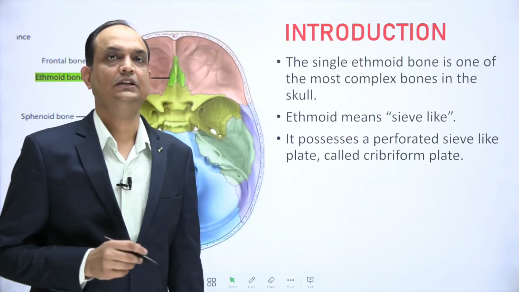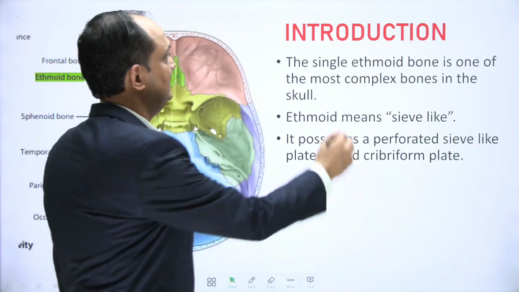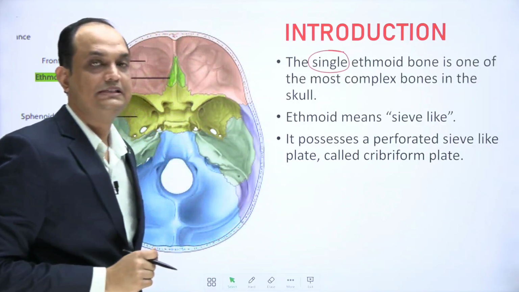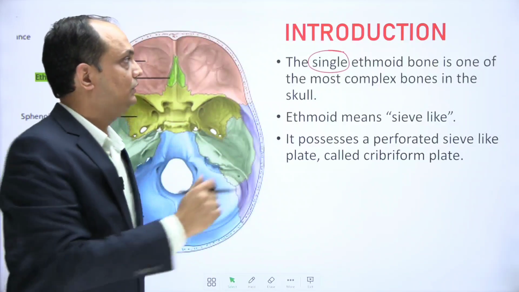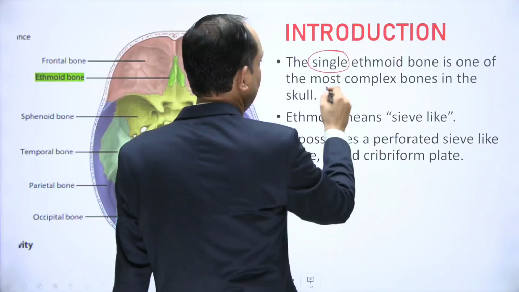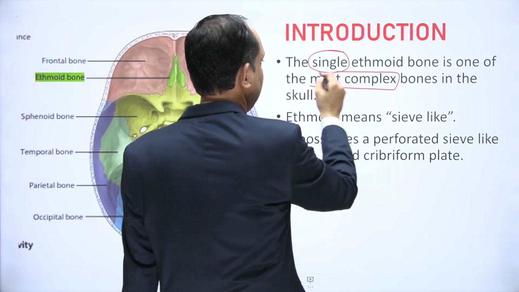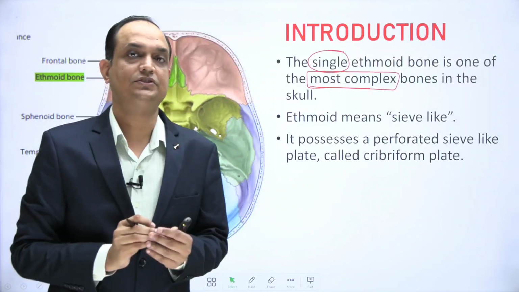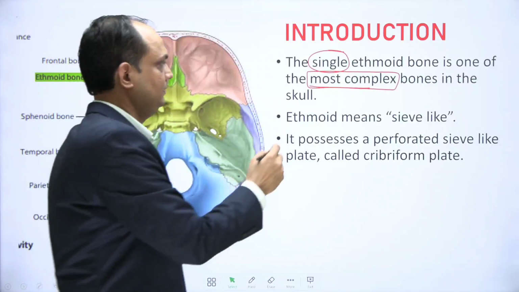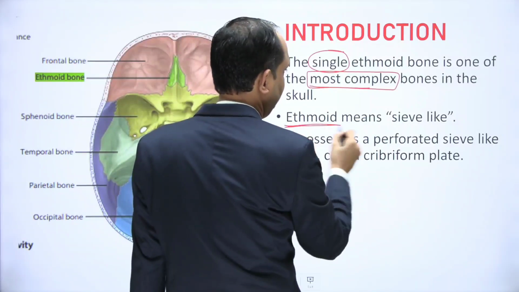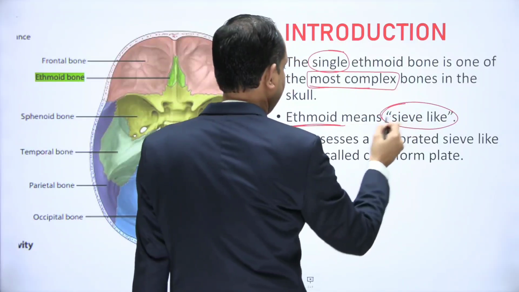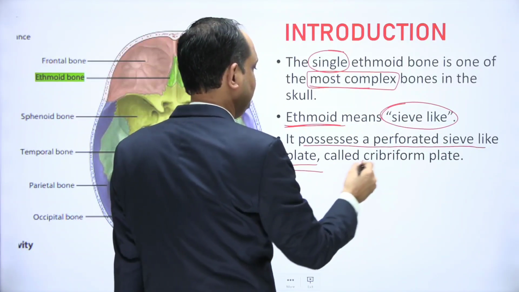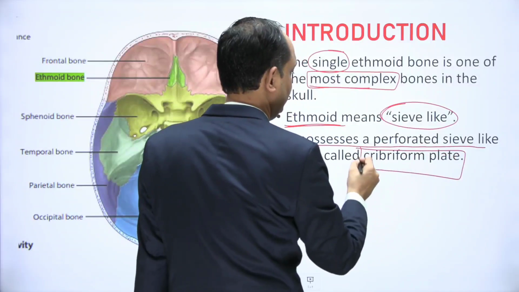When you see the bones of the skull, you will realize that this is one of the unpaired bones, a single bone. It is a single ethmoid bone which is highly complex. The structure is not very simple, and ethmoid means a sieve-like structure. It possesses a perforated sieve-like plate, known as the cribriform plate.